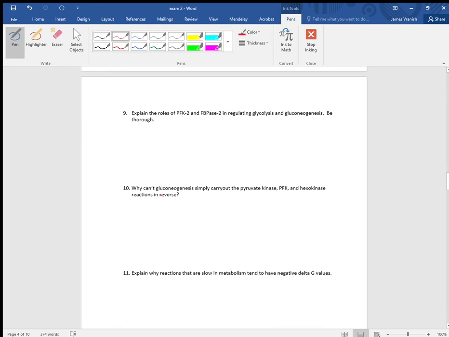All right, number 9, this is one that a lot of people struggle with, and I understand it's kind of an offshoot part of gluconeogenesis that we talked about briefly, but it's very important that you understand it. So PFK2 and FBPase2, all right, these are not the same as the enzymes in glycolysis, right? The enzymes in glycolysis and gluconeogenesis are PFK1 and FBPase1.